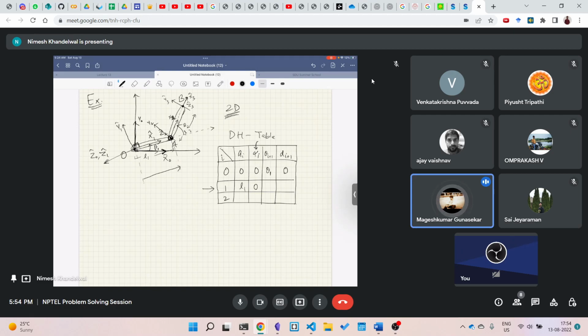And what will be theta 2? It is theta 1 plus theta 2? No, no, no. Theta 2 itself. Why? Because theta 2 is the angle between x2 and x1, not x0. If I extend my x1, x1 goes like this. So the angle between x2 and x1 is just theta 2. And what is d_i plus 1 in this case? The displacement.